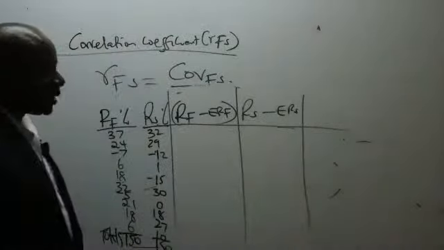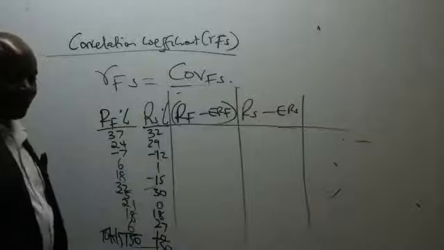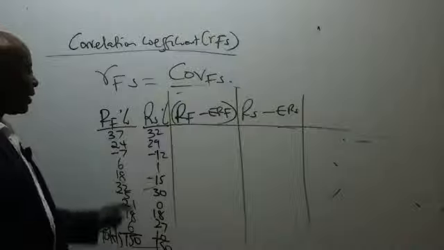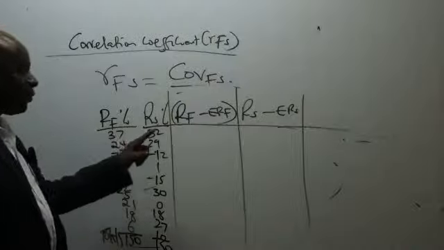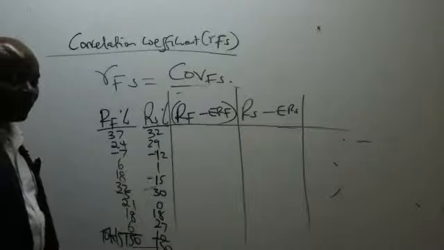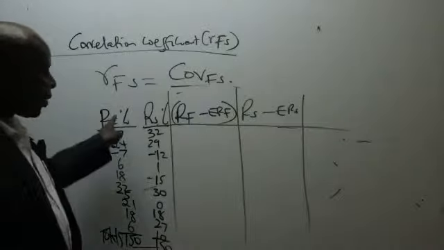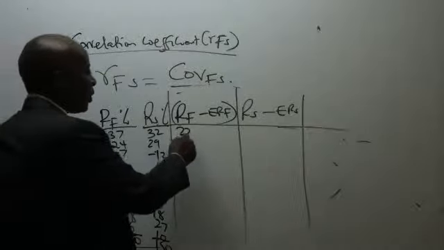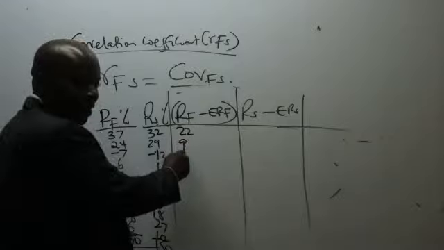Are you able to give me these numbers very fast because of time? The deviation of F will be 37 minus 15. You keep on taking away 15 from each one of these. So Merab tells me that the first one is 22. The second one is 9.